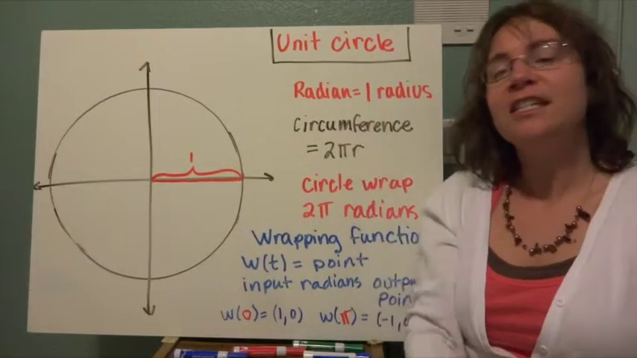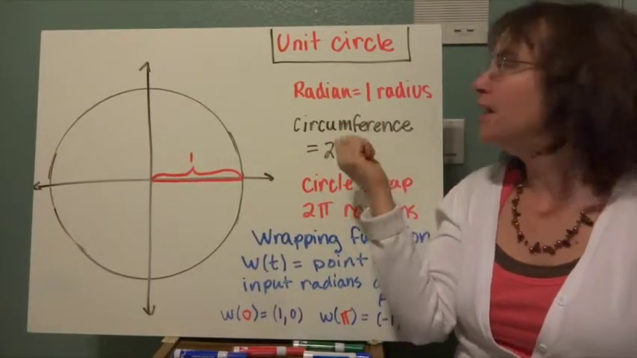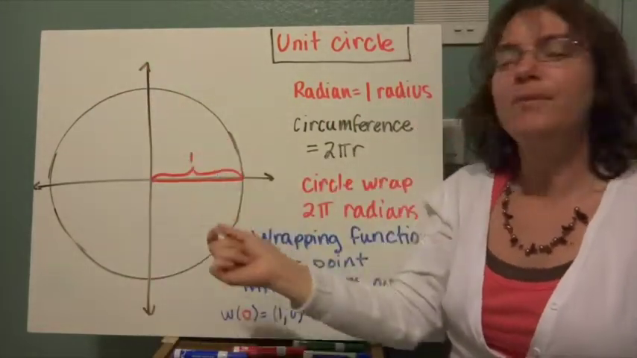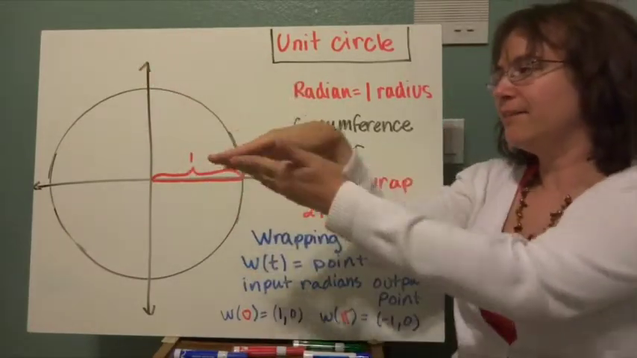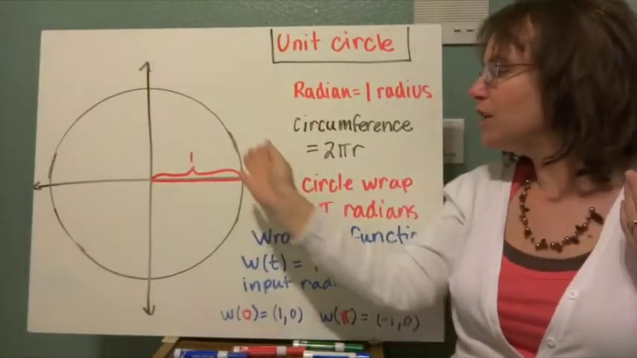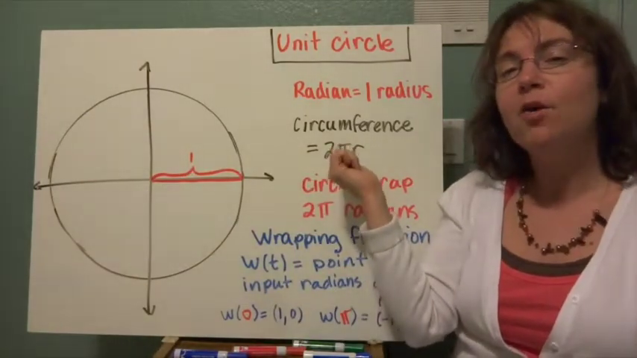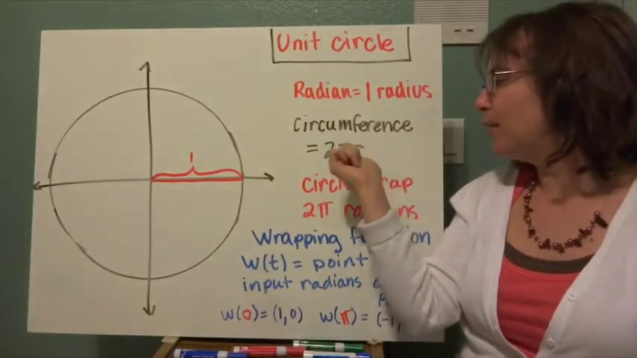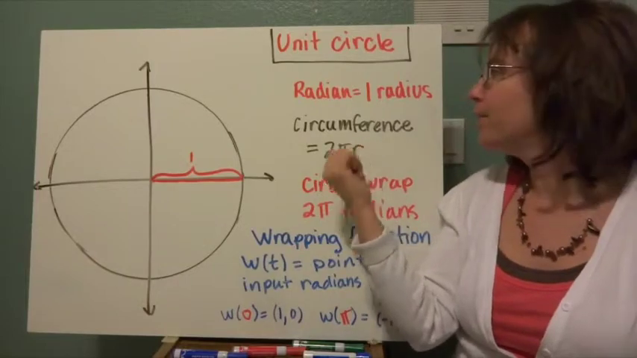The circumference of any circle is 2 pi r. The circumference all the way around is the distance around. Imagine if you were to make a cut right there and lay it flat. You could turn it into a line, and that would have a distance of 2 pi, or a little more than 6. In this case, our radius is 1, and so the circumference is 2 pi r.